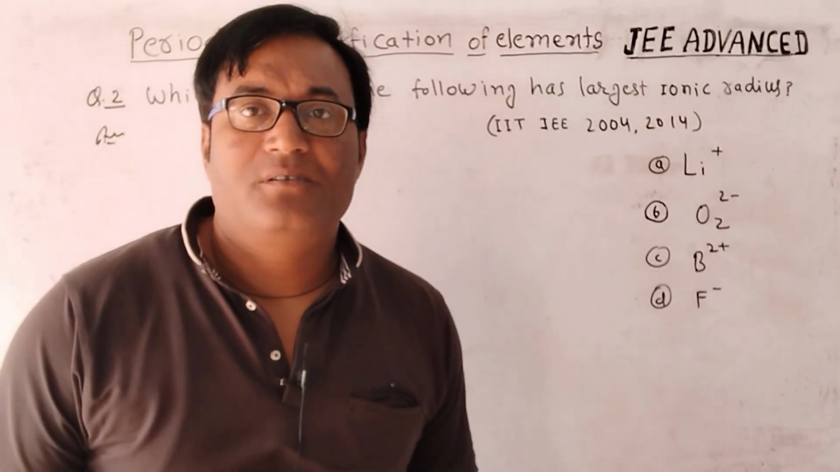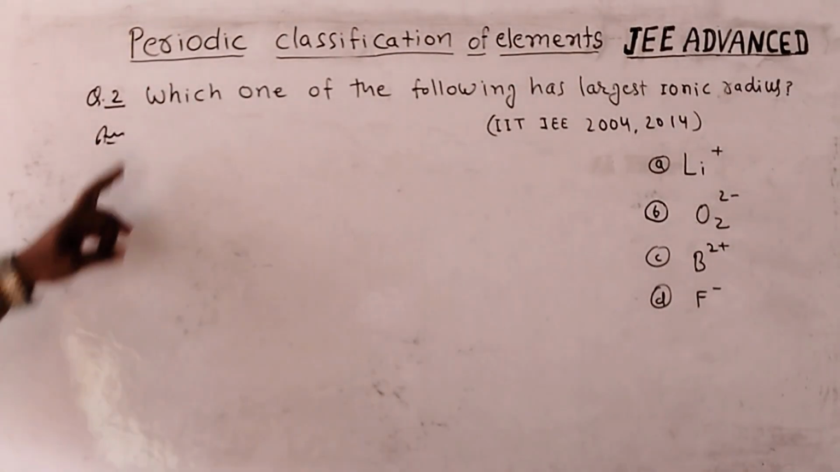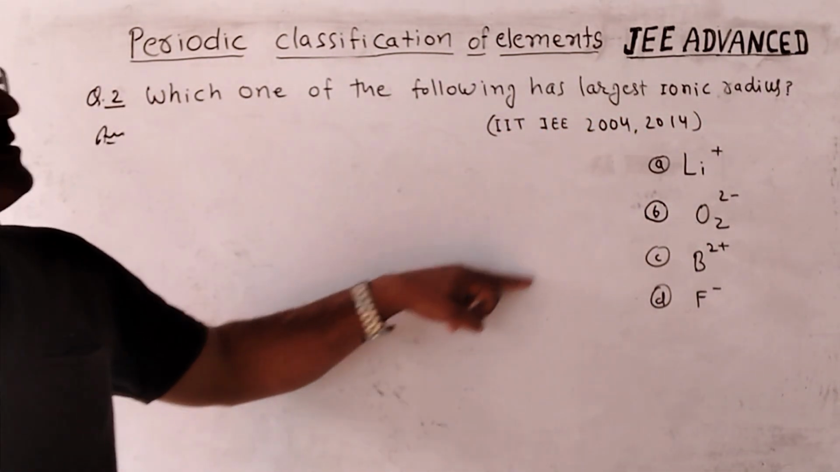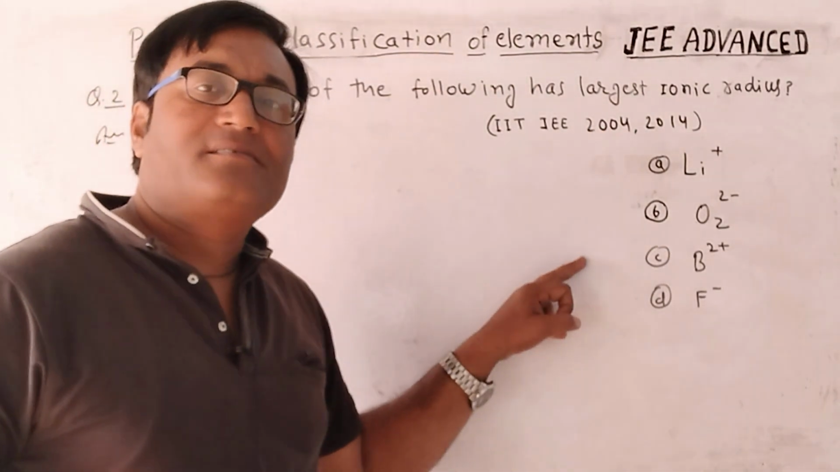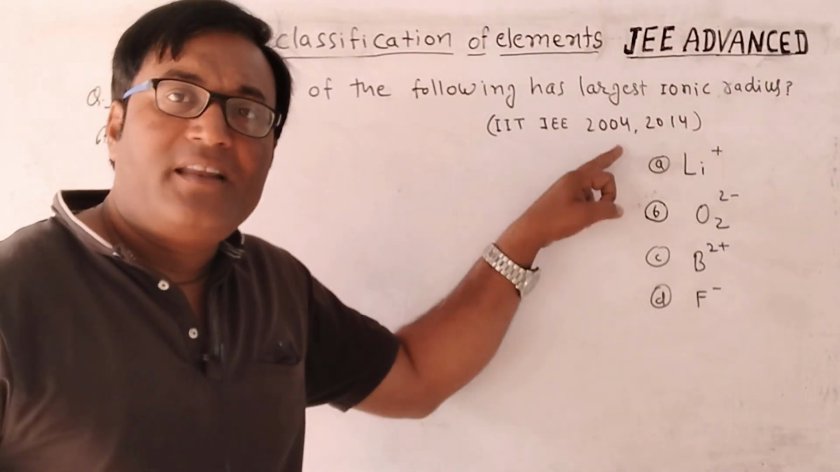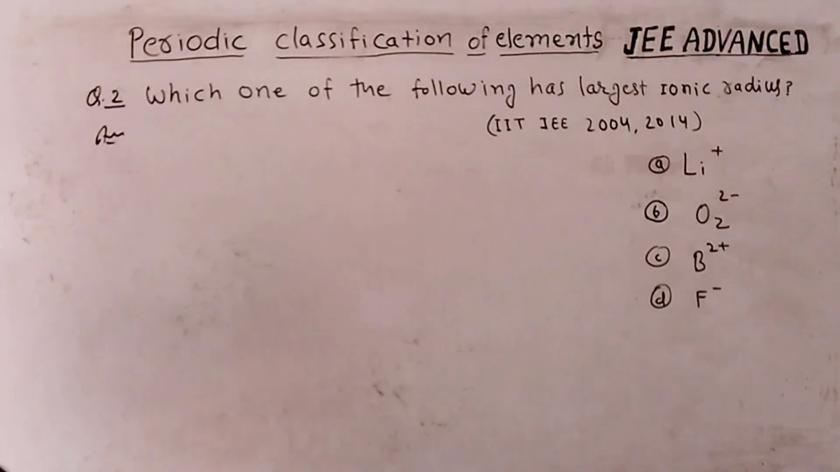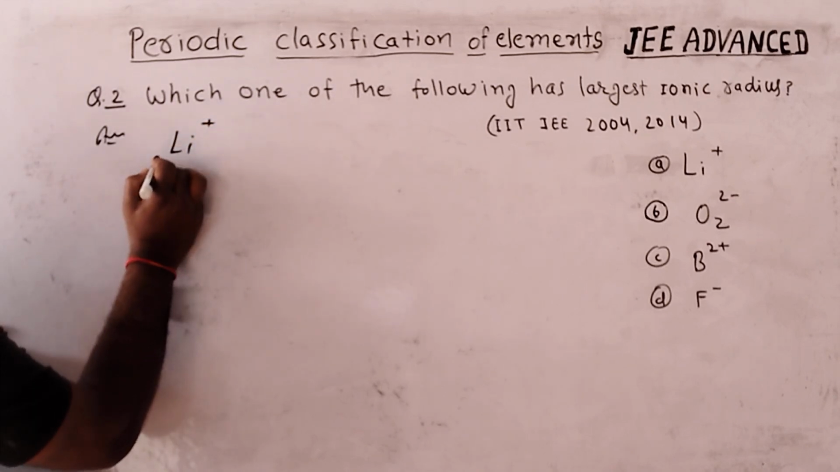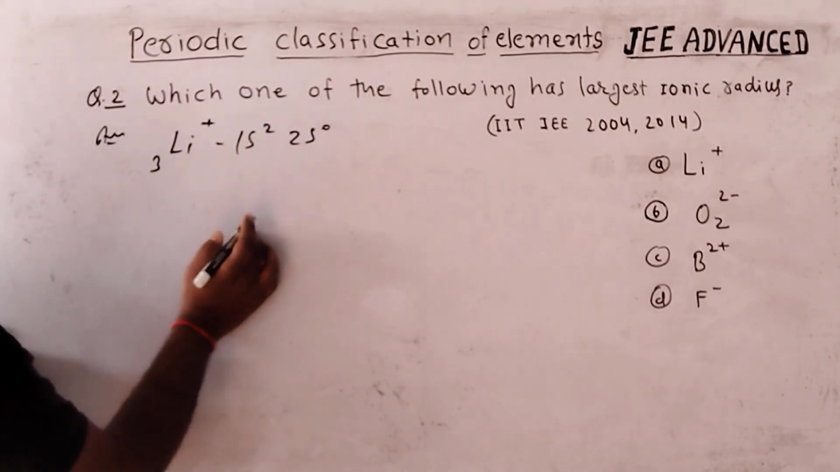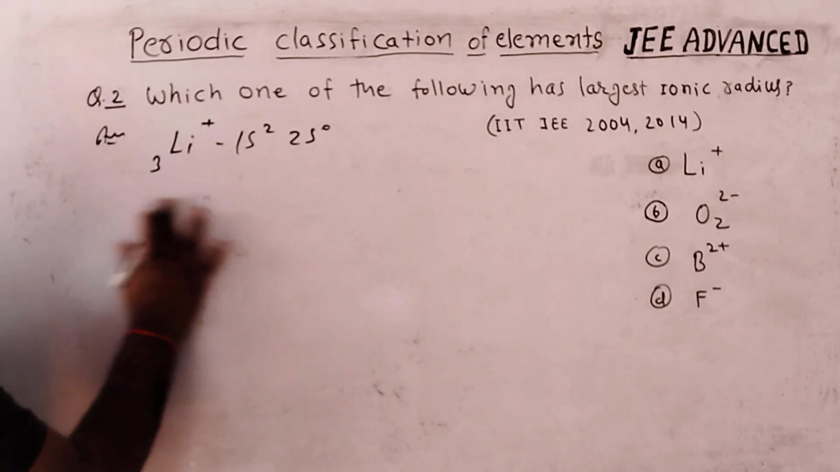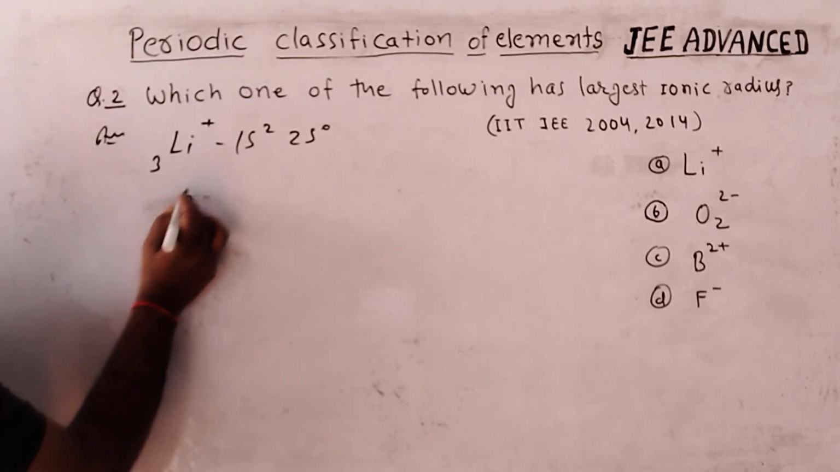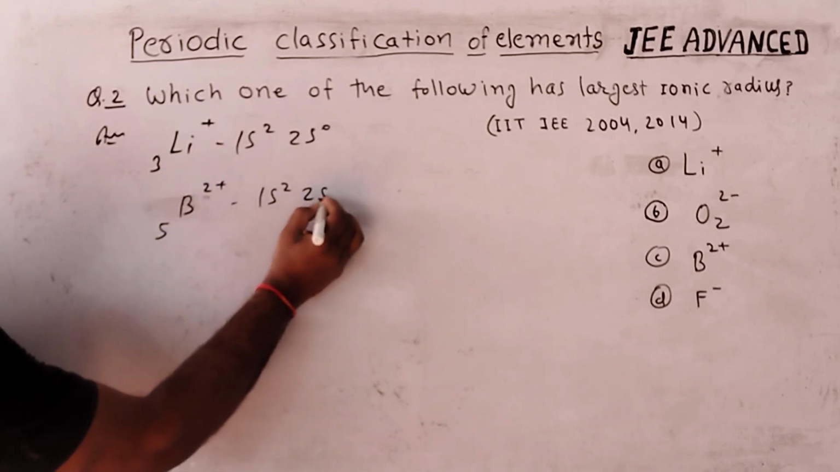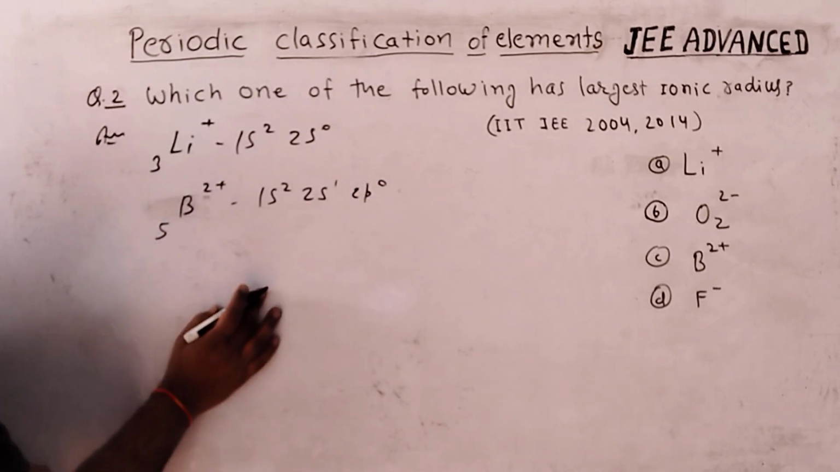Now question number 2 is based on calculation of atomic radius and ionic radius. Question number 2 is: which of the following has largest ionic radius? Options are given. In these cations and anions, the maximum ionic radius is present in which option? So I am going to solve this question. In case of lithium cation, 1s2 2s0. In case of boron, atomic number 5, 2 positive charge, 1s2 2s1 2p0.